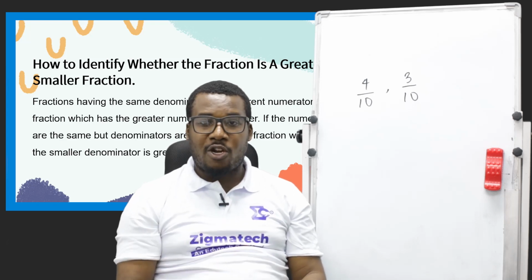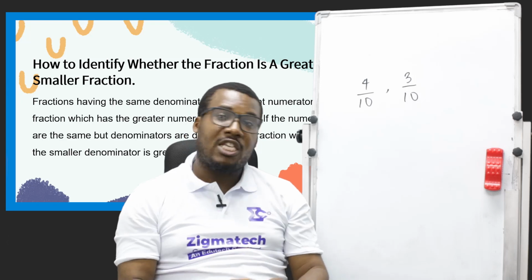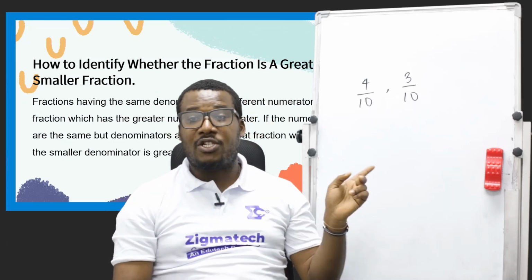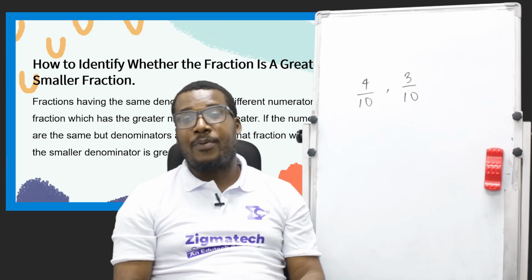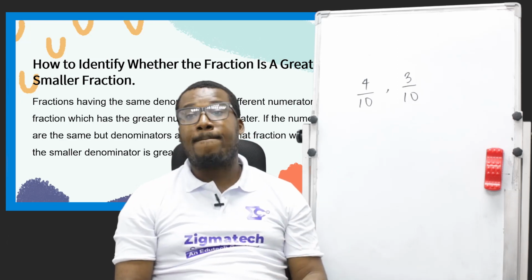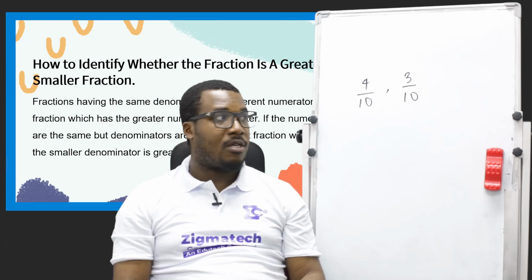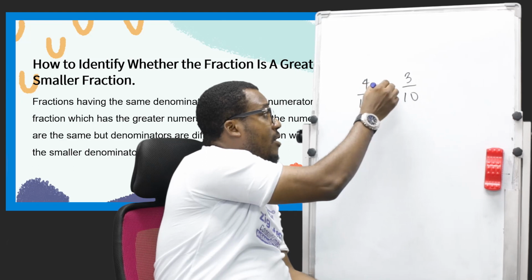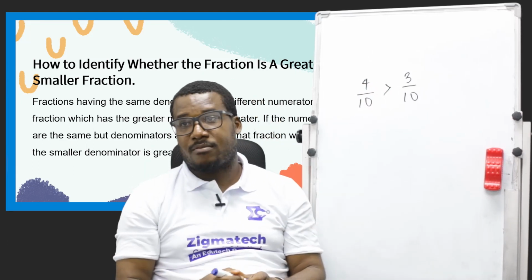And what that logic in number one is telling us is that, logically speaking, the one with the greater digit, which is 4, tends to make up the greater fraction. So it means that 4 over 10 here is greater than 3 over 10.